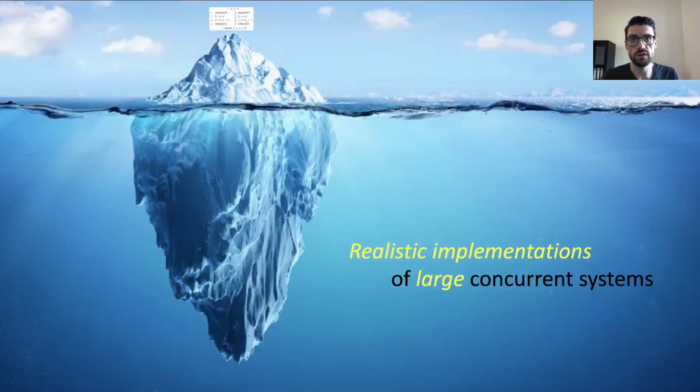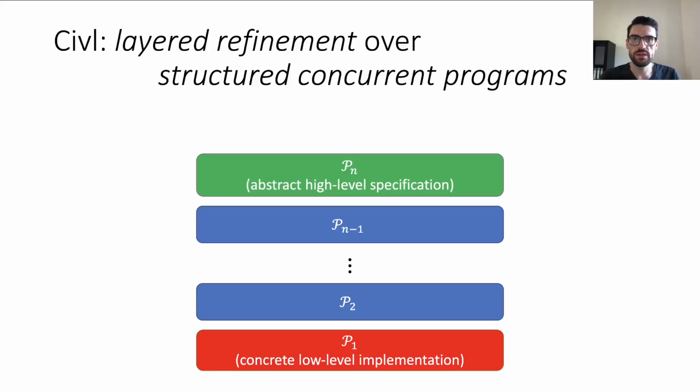Now, verifying our simple example with these many small steps might look silly, but this is of course only the tip of the iceberg. If we turn our attention to realistic implementations of large concurrent systems, then the task of specification and verification quickly explodes in complexity. To combat this complexity, the Civl Verifier advocates layered refinement.